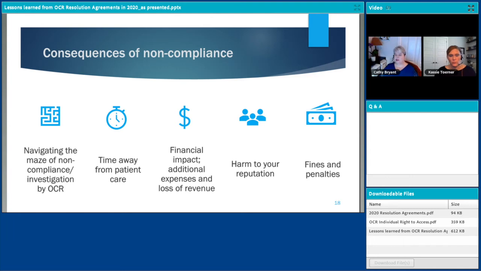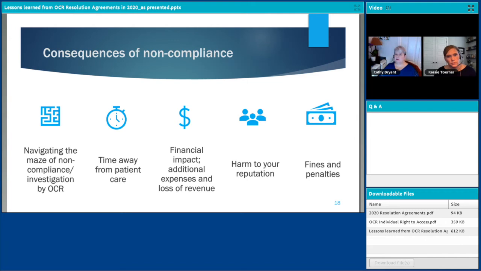There could be a financial impact. You may be paying staff overtime to help get all of the documents pulled together that the Office for Civil Rights is asking for. Or it may be that you're having to pay for additional help with consultants or other types of costs related to your investigation.